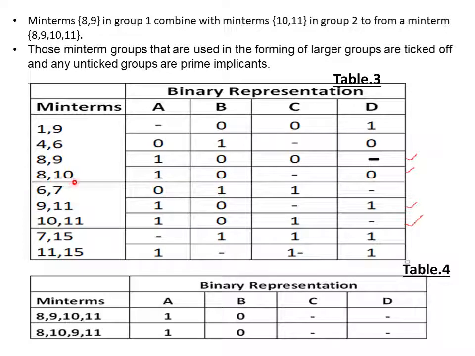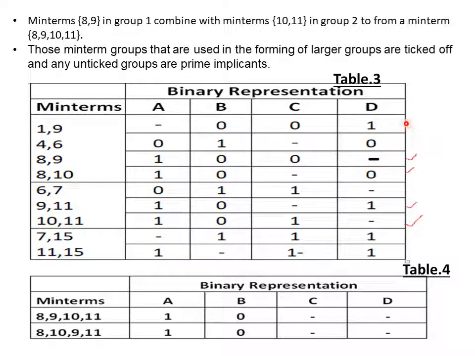Similarly, for the remaining combinations, 8, 10 and 9, 11 is checked again. Here the single bit change is C, so we put the dash. This dash is from the previous table. So we write 10 dash dash. Only now we put the check mark on 9, 11. So only 4 combinations are checked, and we write only a tick mark on these 4 combinations.